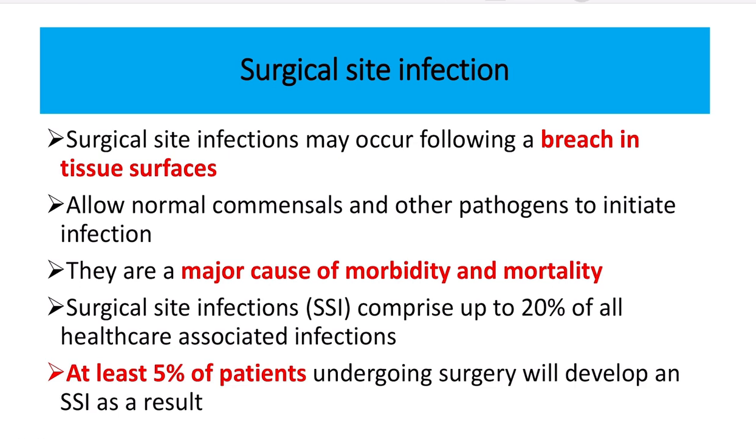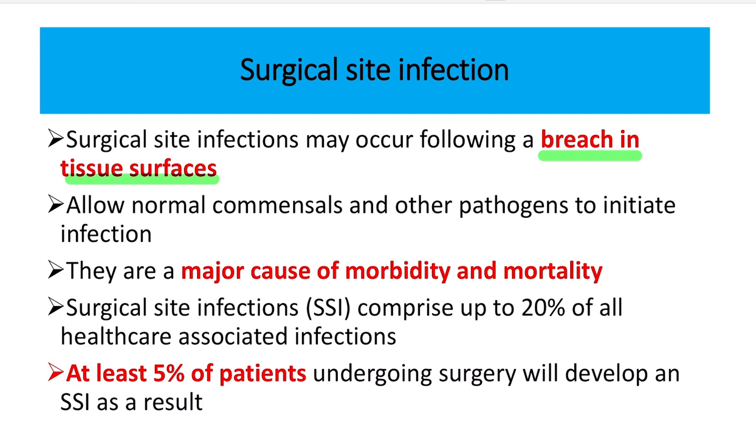Now see the surgical site infection. Surgical site infection may occur after breaching of the tissue. That means when any type of operation is done, or when there is an accidental injury or any type of injury of the skin, there is breakdown of the skin. In this condition, there is a chance of infection, and it allows normal commensals and other pathogens to initiate infection.